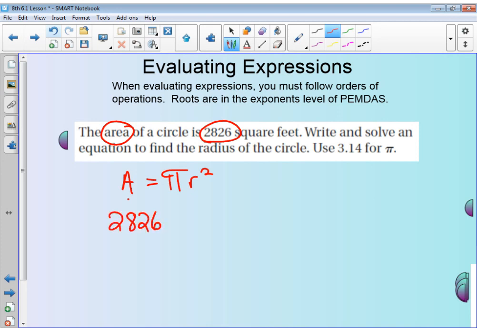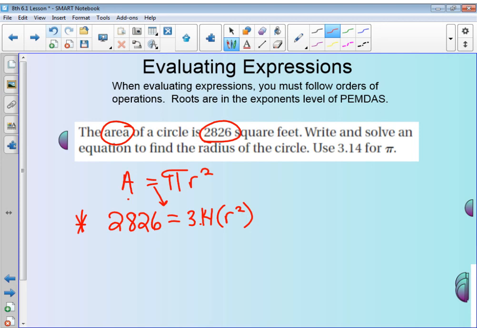So our area is 2,826. I'm going to then put my equal sign. Do we know the pi symbol? Yes, they want us to use 3.14. And then times our radius squared, which I don't know that part. That's what they want us to find. So now if I want to get that r squared by itself, right? Because remember, this is now going back to algebra, solving for a letter, okay? So I want to get that r squared by itself.